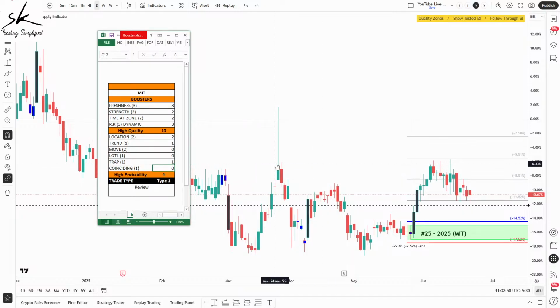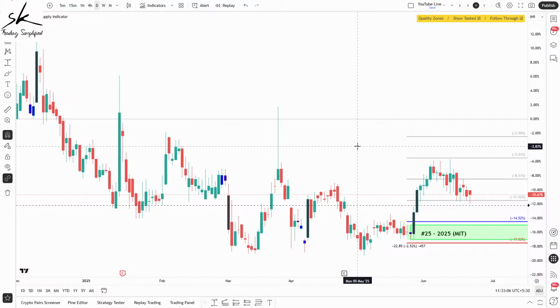So if you look at the overall scoring, we have a score of 10 out of 10 for quality, with the assumption of the reward to risk ratio, and 4 out of 8 for probability, which makes it a high quality, high probability setup, and high quality, high probability can be taken as a type 1 trade.